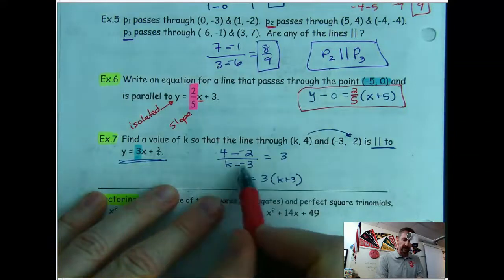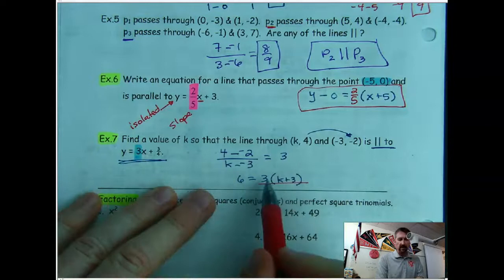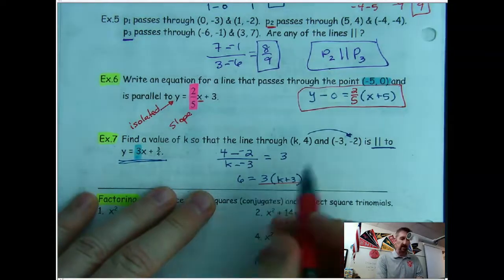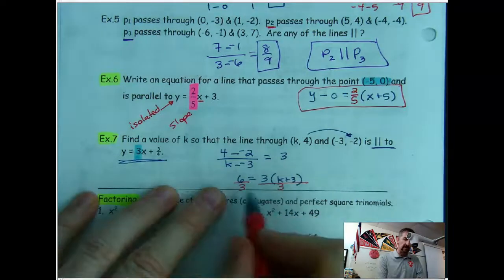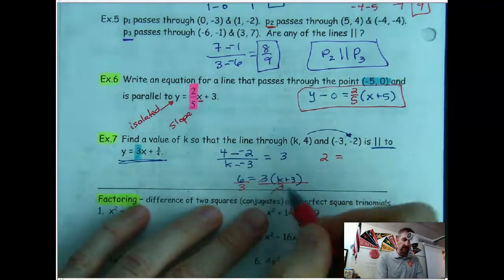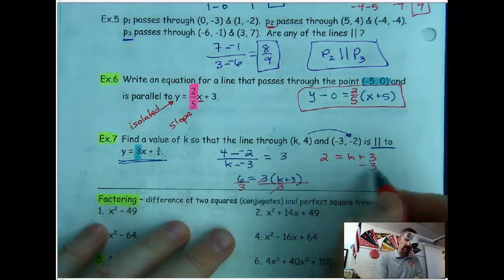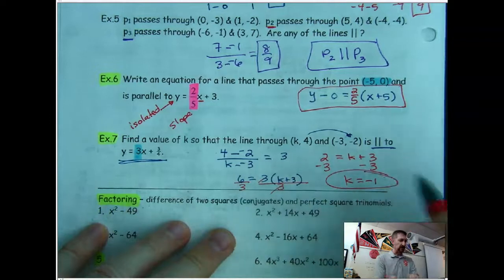Multiply both sides by this to clear the fraction. Now, some of you might want to distribute, and that's fine. You can do that, if you want to distribute that 3 right there. But I notice that 3 goes into both sides, so I want to divide that out right now. So that's going to be 2, and these 3's will cancel, and I just have k plus 3 left over. So our last step is to subtract 3 from both sides, so k equals negative 1.